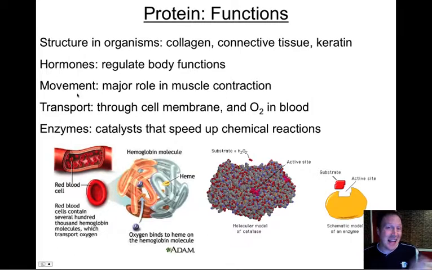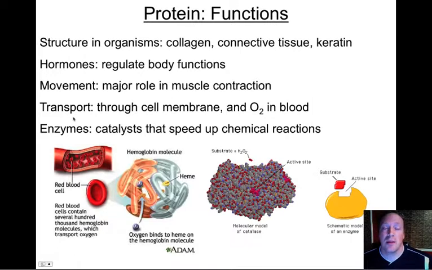Movement. The fact that I can move is dependent on protein action. And what happens is your muscles are connected to your bones, and when your muscles shorten, that makes your bones move relative to one another. So protein is a really, really important part of how your muscle cells actually get shorter. And we'll talk a little bit more about that if we have some time this year.